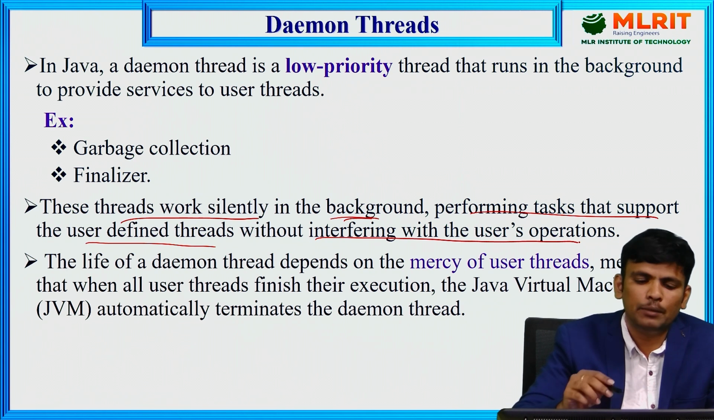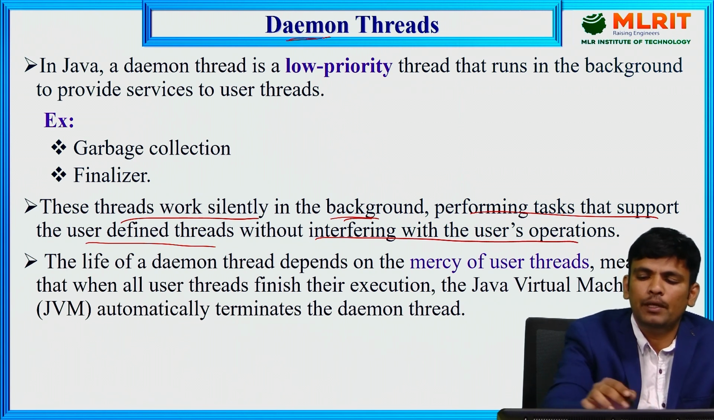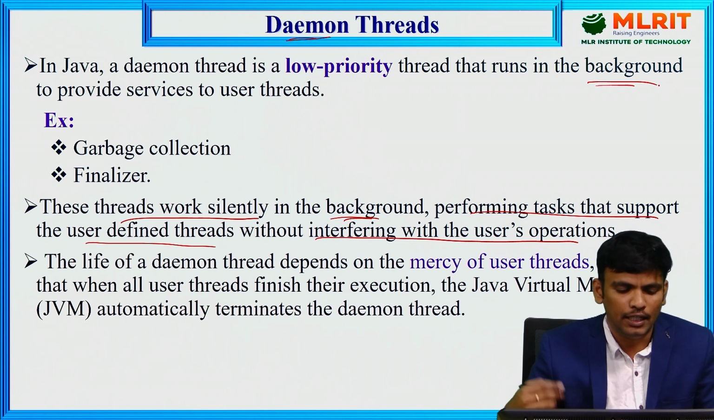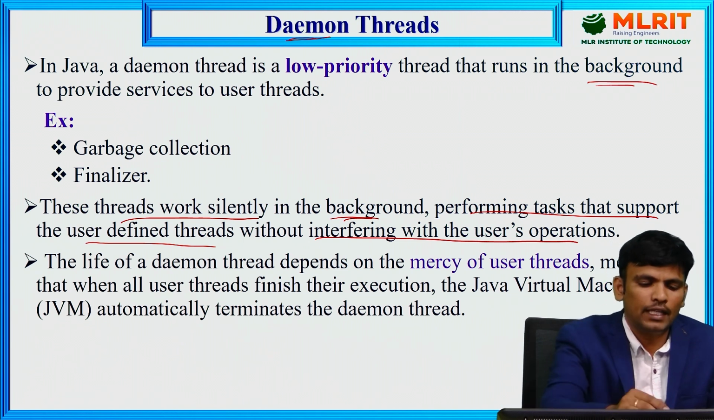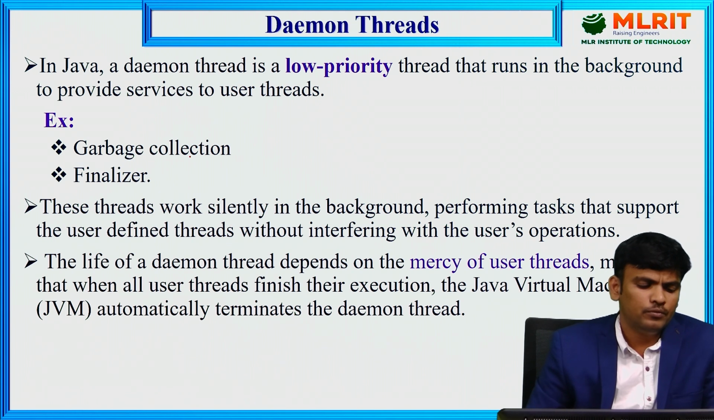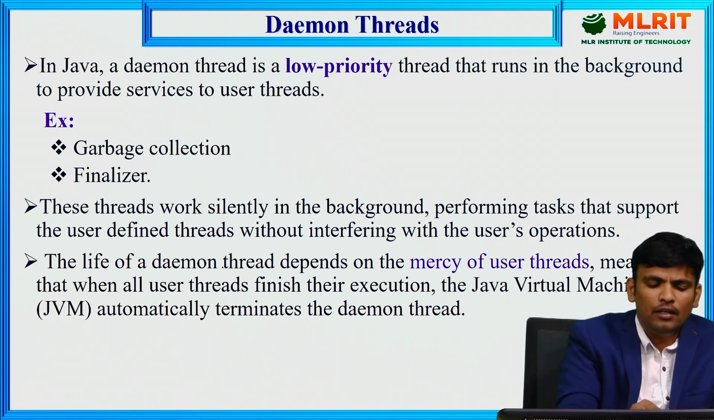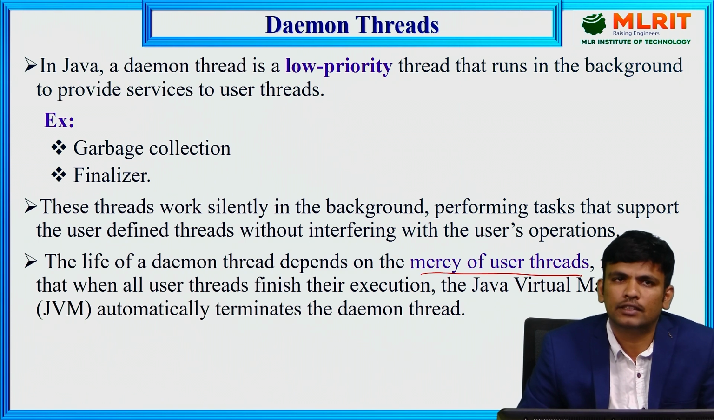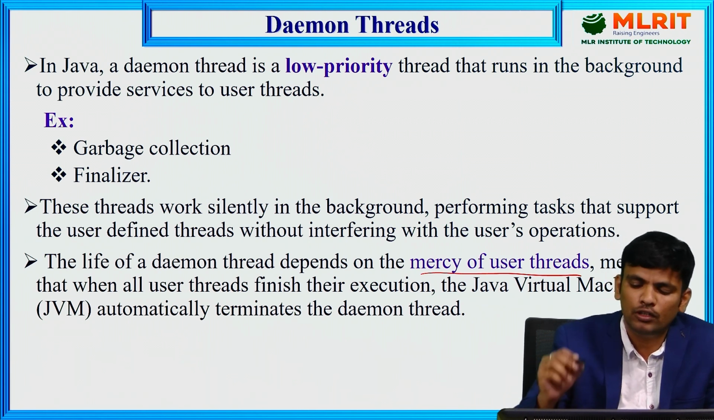As I mentioned, Daemon threads will run in the background. They will not interfere with any user operations. Silently they will run in the background. The best examples for this are garbage collection and finalizer. Now the life span depends on the mercy of the user defined threads. If any user defined thread is executing in your program, the lifespan of the Daemon threads depends on the user defined threads.